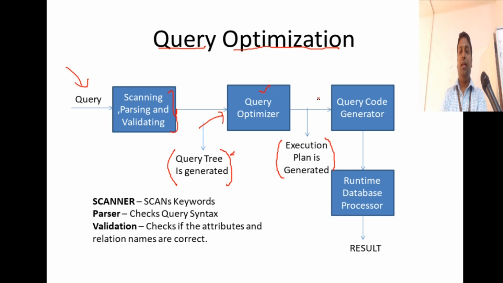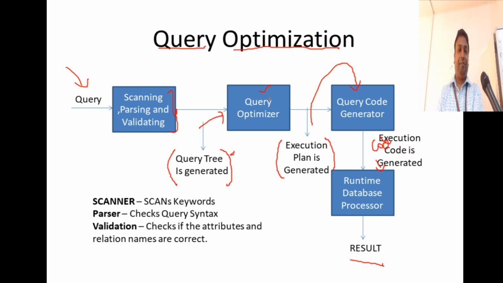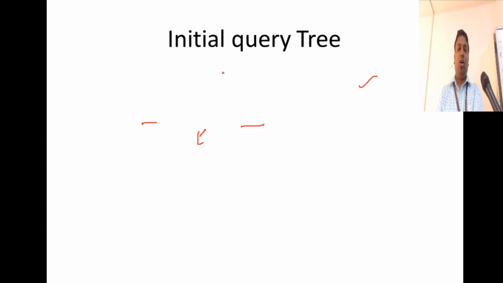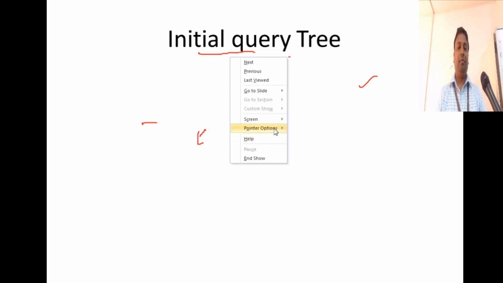Once that is done, this plan is given to the query code generator. The query code generator will generate the code and hand it over to the runtime database processor, which will execute it to give you the result. So we know the optimizer optimizes the query. We are looking at heuristic query optimization here. So let's talk about how to build this initial query tree for our example.